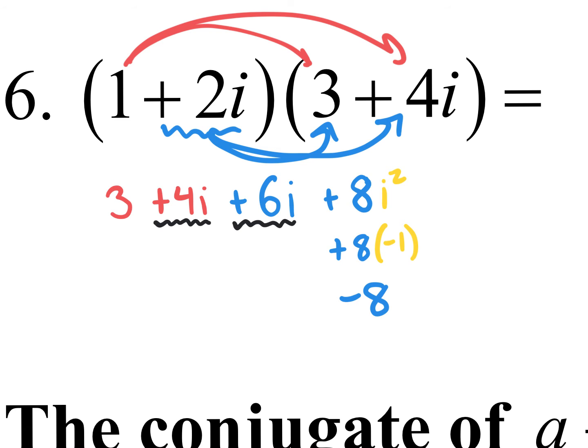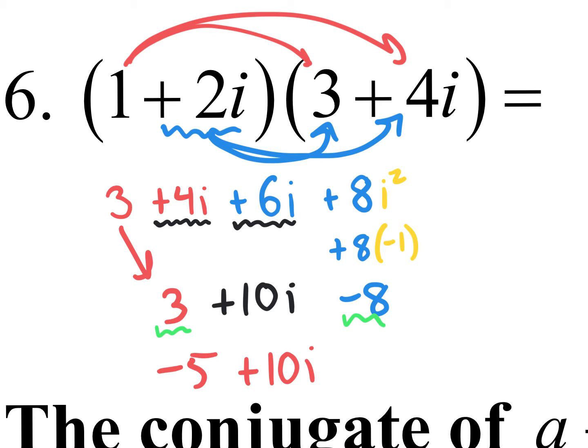But first I'm combining the two middle terms, giving me a positive 10i, bringing down this 3. And now we have those 3 terms. And yes, we're going to combine the 3 with the -8. When we combine 3 with -8, we get the real number -5. And then the imaginary part second, 10i. So there's your final answer, -5 plus 10i.